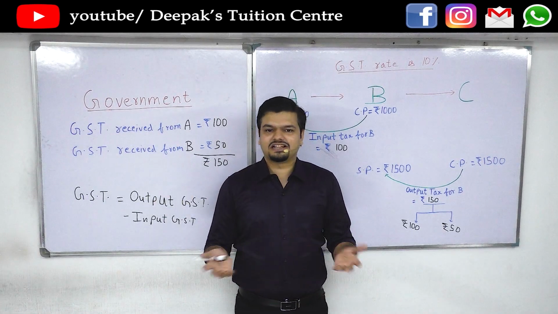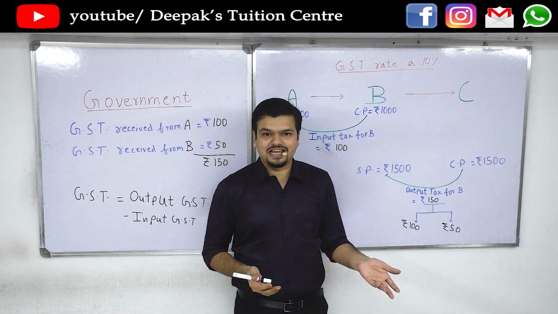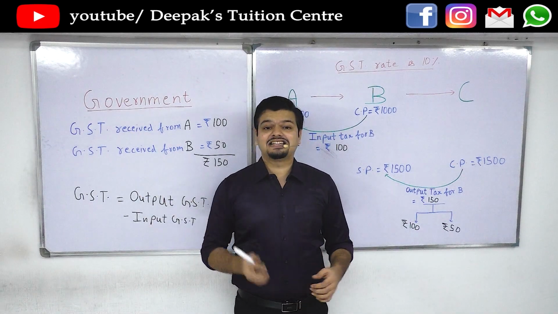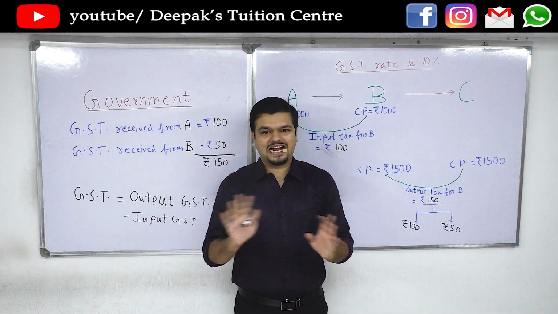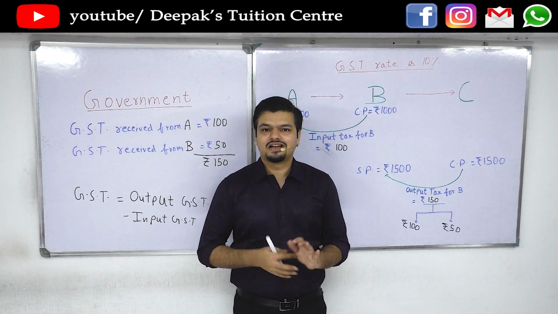Generally, we assume that the person is making profits, for easiness. But if a person is making a loss, then obviously his output tax will be less than his input tax, and then he will call for refunds. But that part is not in our syllabus. We do not have to bother ourselves with that part.